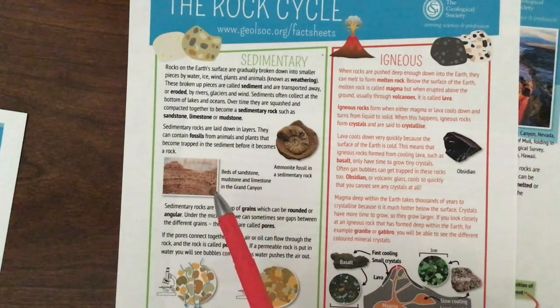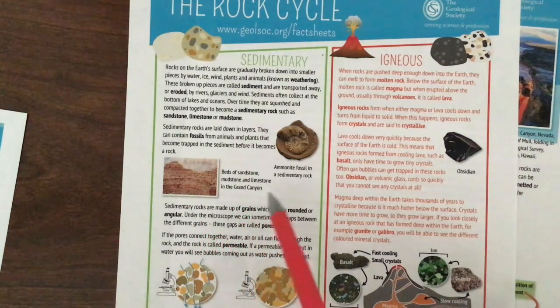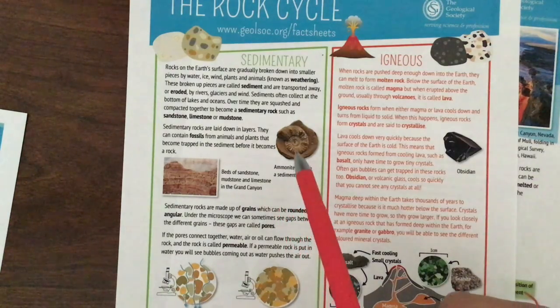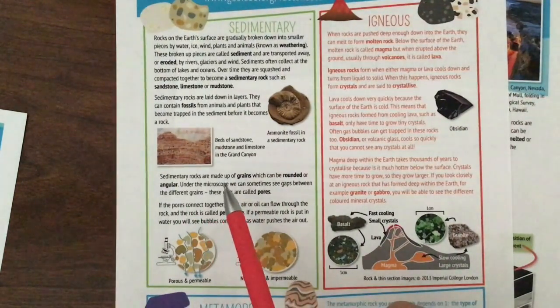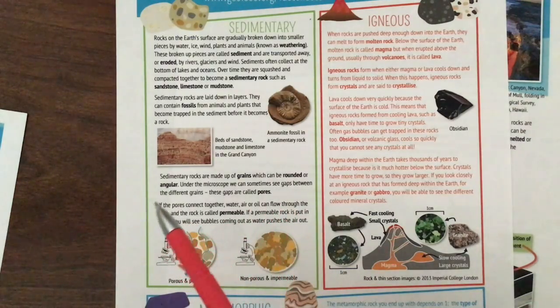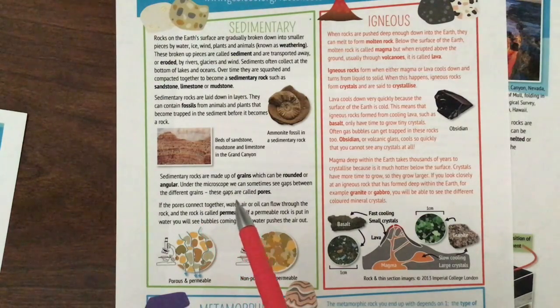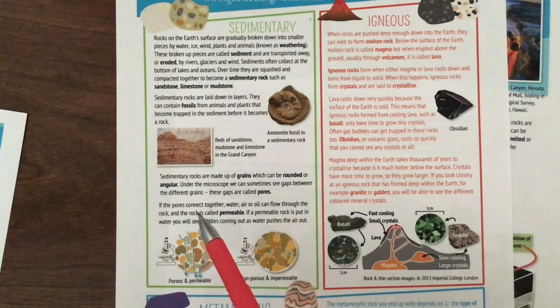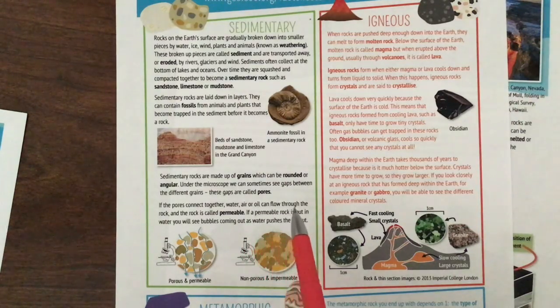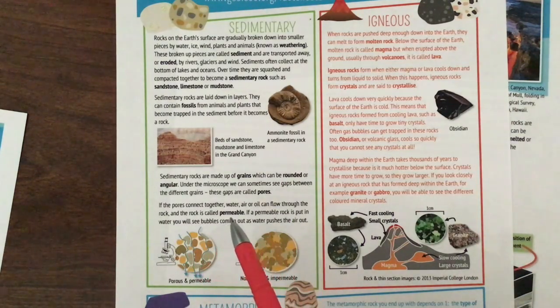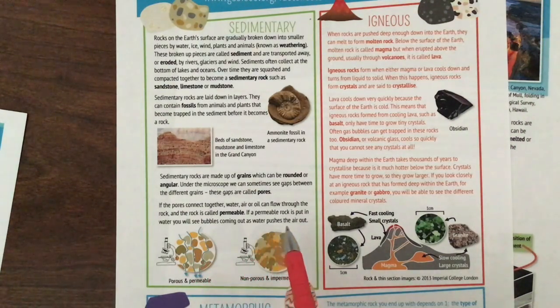Beds of sandstone, mudstone, and limestone in the Grand Canyon. Okay? Ammonite fossil in a sedimentary rock. Sedimentary rocks are made up of grains, which can be rounded or angular. Under the microscope, we can sometimes see gaps between the different grains. These gaps are called pores. If the pores connect together, water, air, or oil can flow through the rock, and the rock is called permeable. If a permeable rock is put in water, you will see bubbles coming out as the water pushes the air out. So you can see, if you looked at it under a microscope, there's little pockets of air in between these rocks, and water and oil and things can go in there.